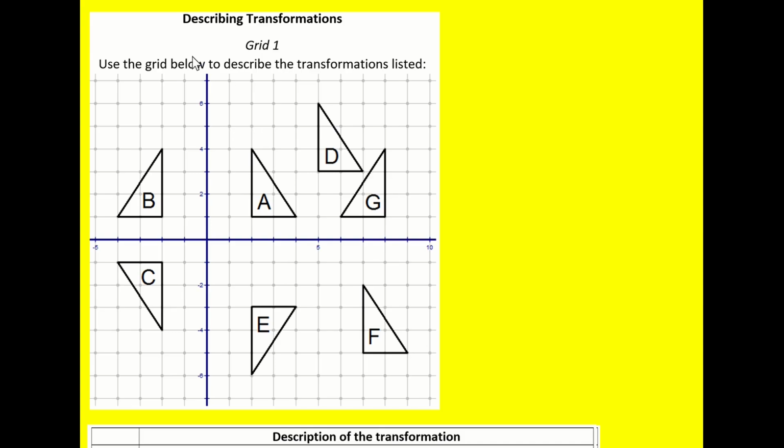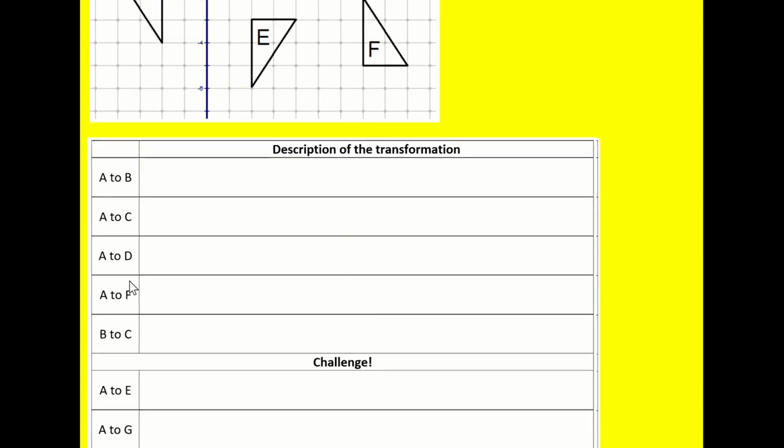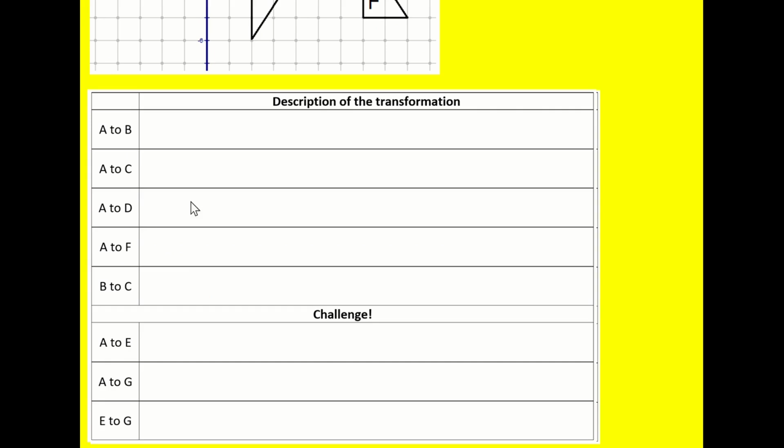Over to you then. Here's grid 1, a load of questions. Use the grid below to describe the transformations listed. So A to B, A to C, and so on. See if you can do it. You've got to write it in full. You've got to write the transformation name and then all the other information needed.